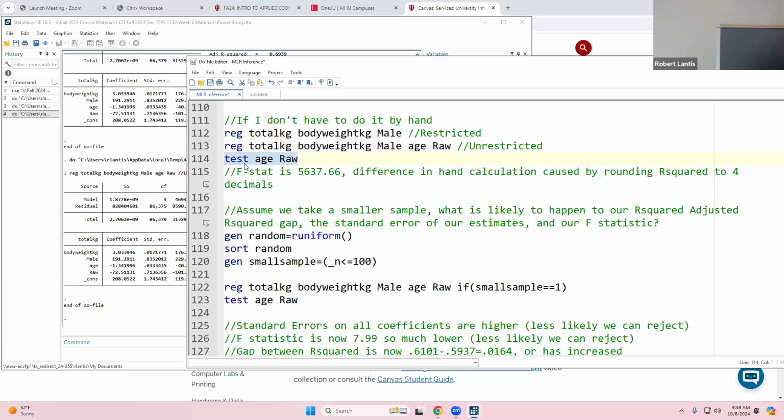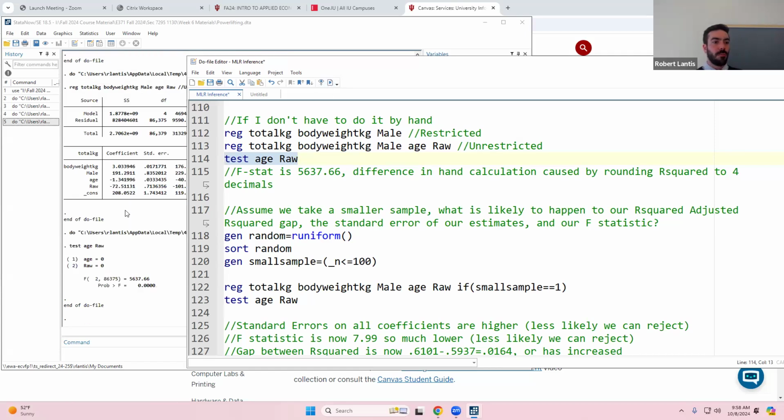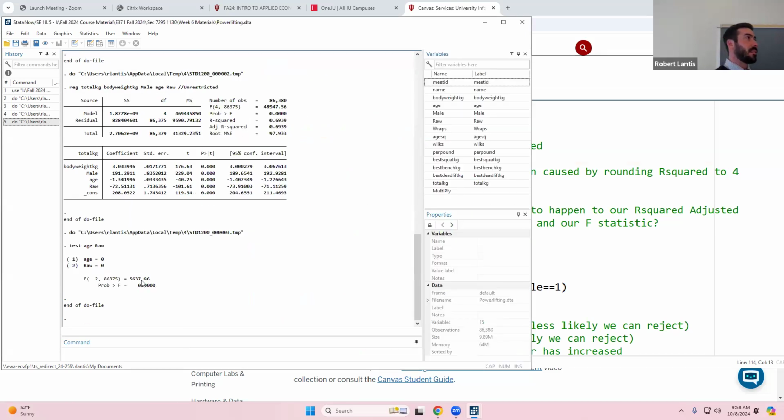Now here, when you have a really large sample size, we said we ended up with a really large test statistic, right? So if I run this regression, I get a test statistic that's in the thousands. My p-value is definitely going to be 0.